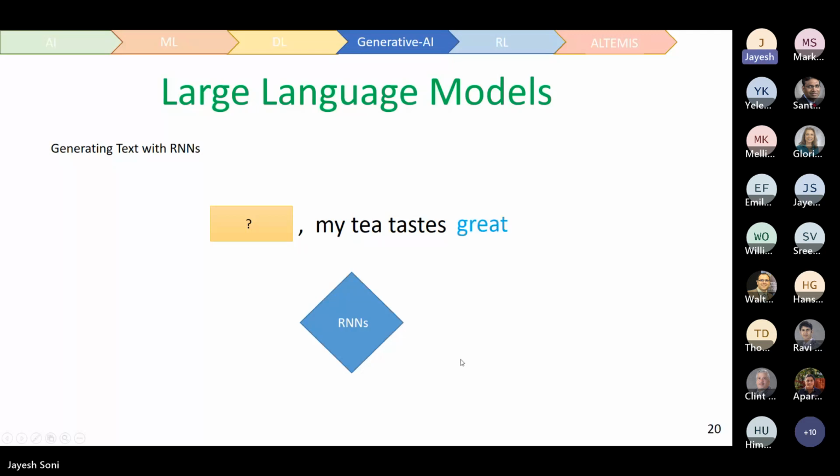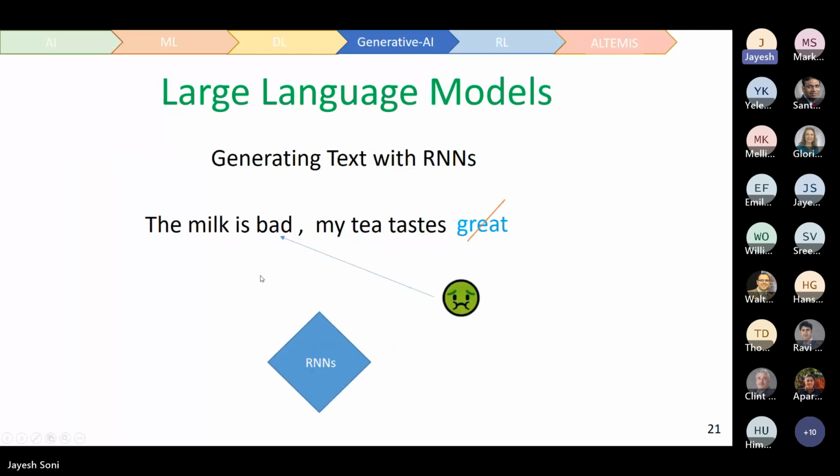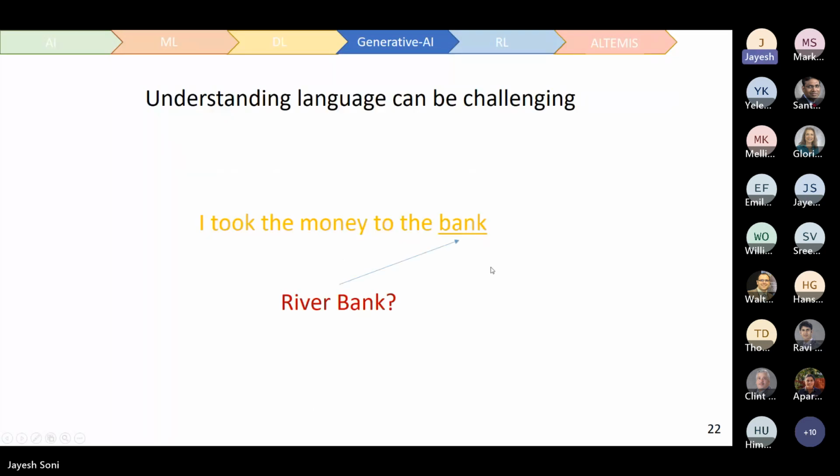The model might say "great", but since the model forgot the earlier information, what if that information was "the milk is bad"? In that case, the output word the model predicted is not a valid token. So how do we avoid this problem? Before that, even for humans, understanding natural language can be challenging sometimes. One sentence is, "I took the money to the bank." Generally we know that bank means the actual bank, but if we ask a kid, they might ask, is it a bank or a river bank?